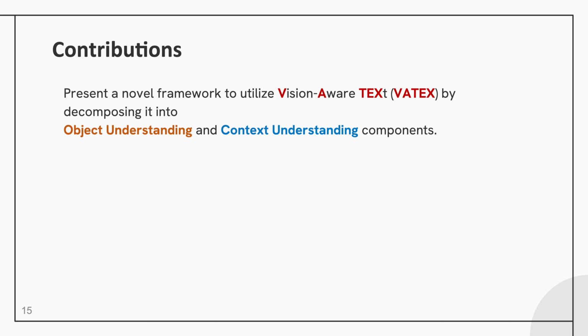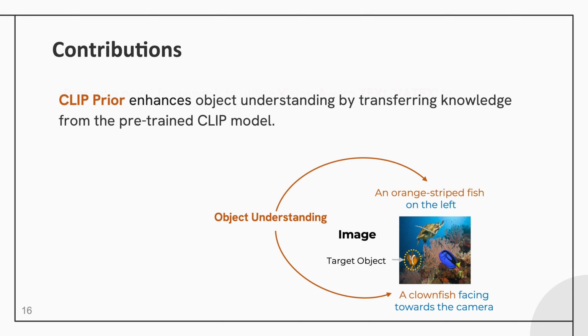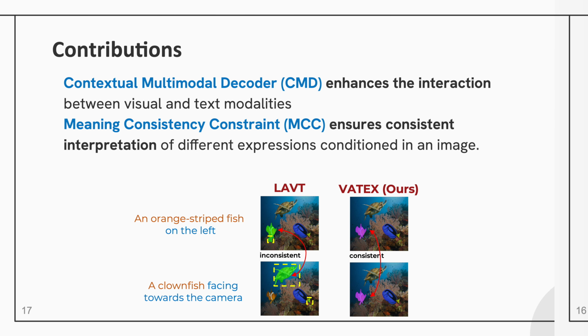Our contributions are as follows. First, we propose VATEX for better text understanding. We decompose it into object understanding and context understanding. We propose a CLIP Prior module to embed the CLIP visual heat map in the query feature, effectively handling hard vocabulary scenarios. We propose a Contextual Multimodal Decoder, CMD, followed by a Meaning Consistency Constraint, MCC, as an in-context learning signal to improve context understanding.